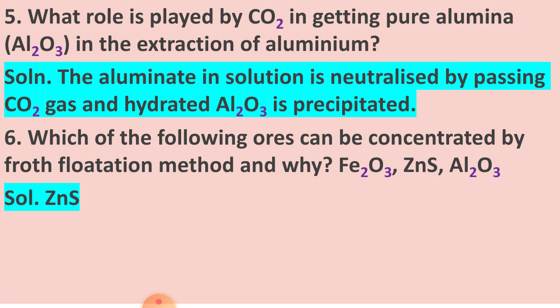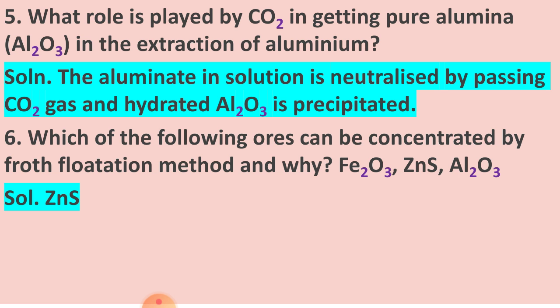Now question number 5. What role is played by CO2 in getting pure alumina Al2O3 in the extraction of aluminum? I also told you that the aluminate in the solution is neutralized by passing CO2 gas. That means CO2 gas neutralizes the basic action of aluminate, and then hydrated Al2O3 is precipitated. By this way you get pure alumina in the form of hydrated oxide.